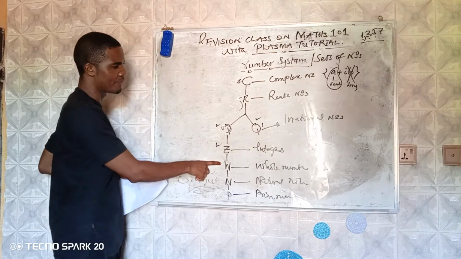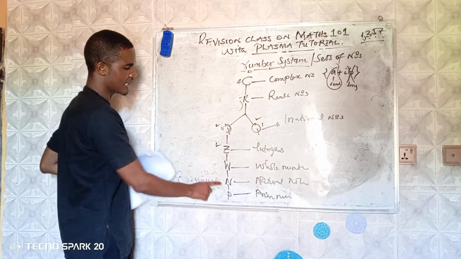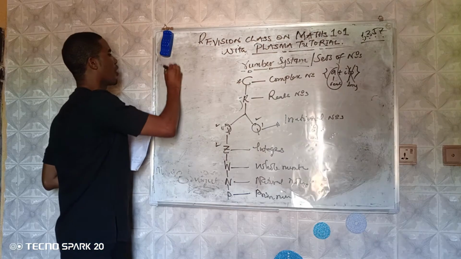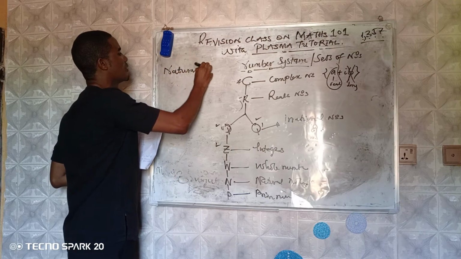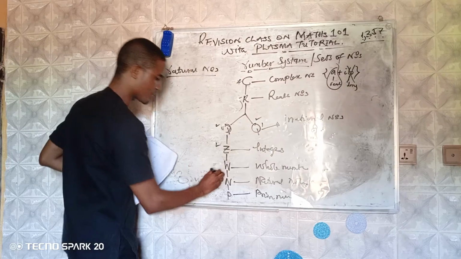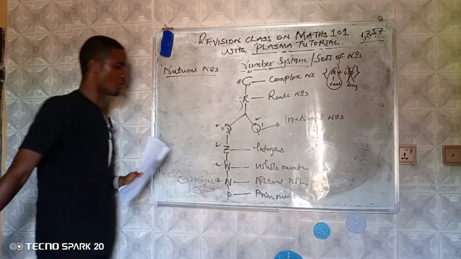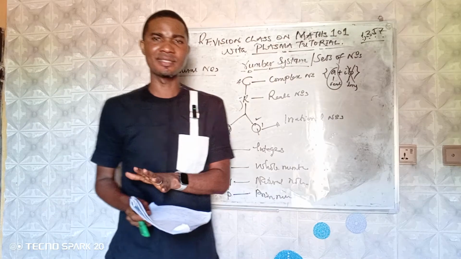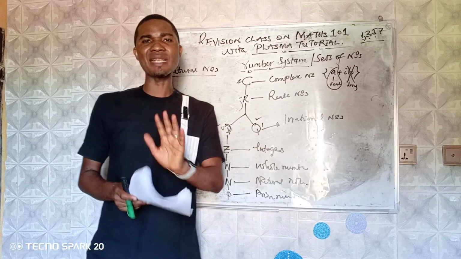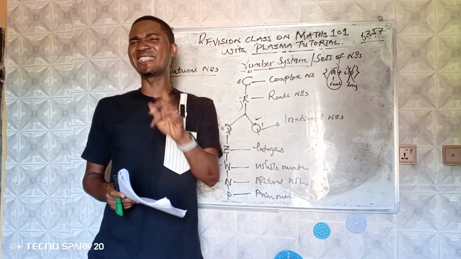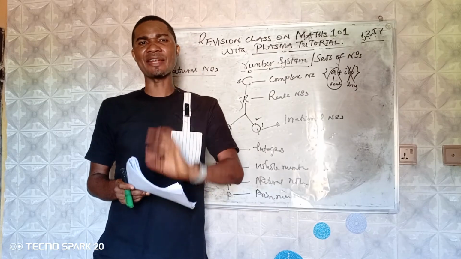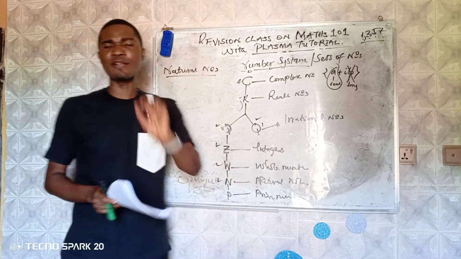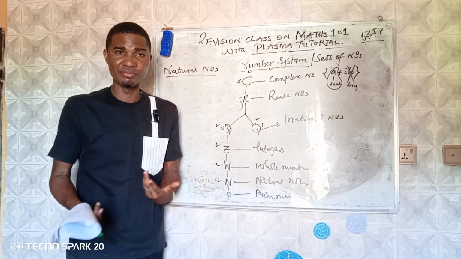We have seen this. We all know what whole numbers are. Okay, let's look at N. N is called natural numbers. We already know what whole numbers are. What are natural numbers? Listen, natural numbers are also referred to as counting numbers. These are numbers that are countable.